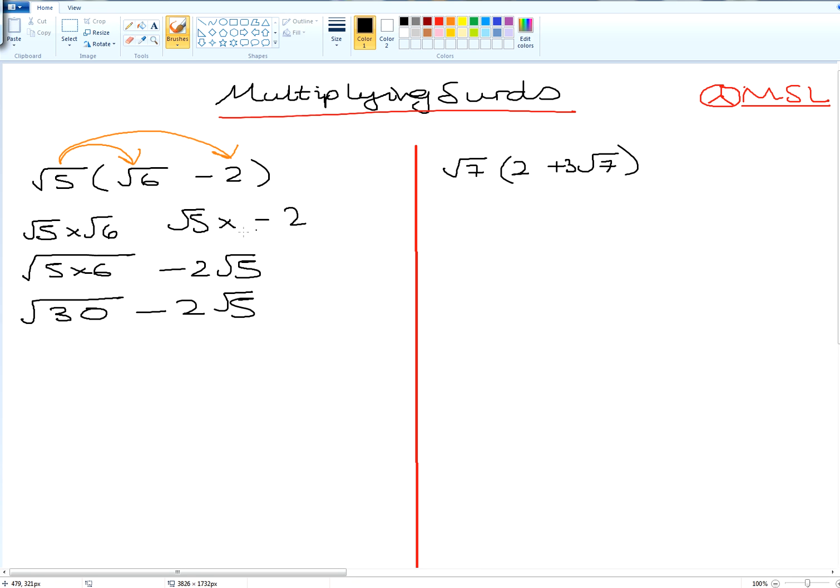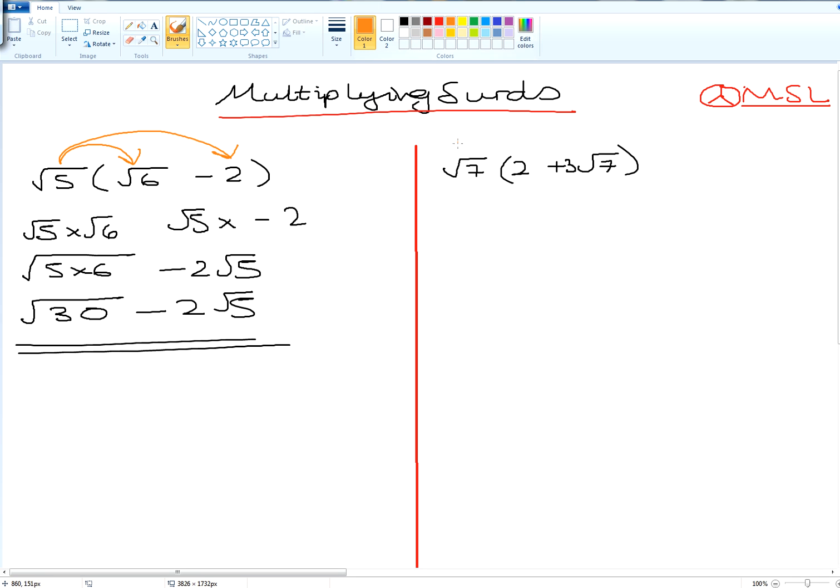Now remember that minus 2 cannot be put inside a root sign, because this minus 2 is just a rational number by itself. You can't bring a number into a root. You can bring one root number into another root number, but you can't do that the other way around. So we put the minus 2 at the front and leave it as a multiplier, and that is our final answer. That's as much as we can do in that particular question.